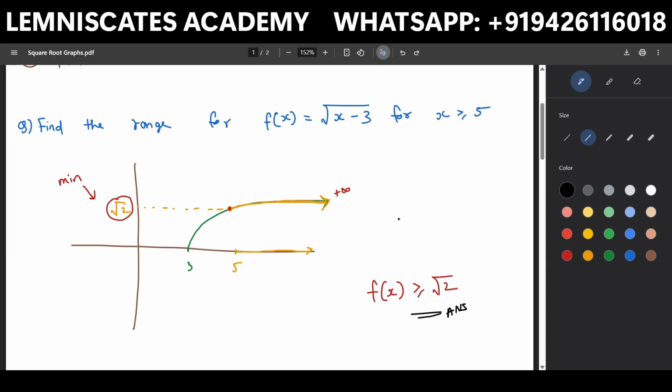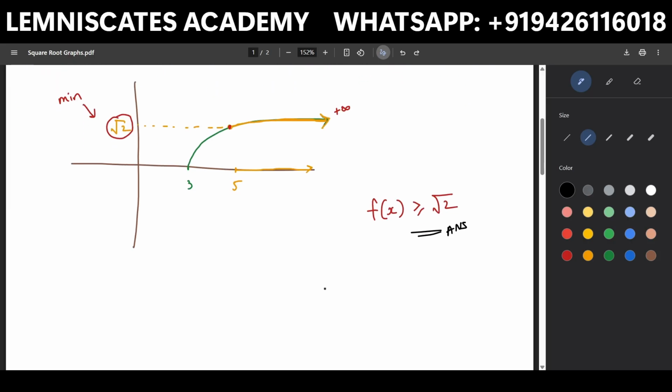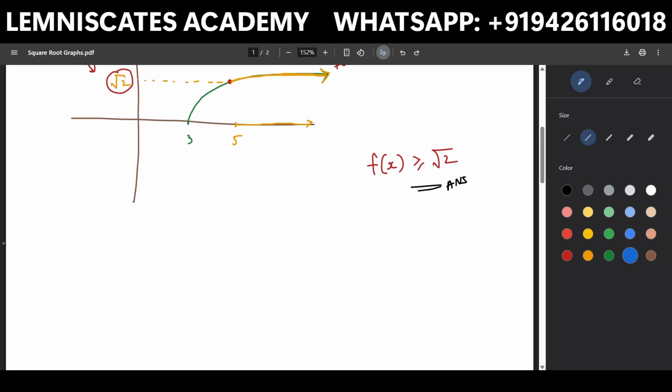So yes, as I have mentioned that there are not a lot of questions with respect to square root, so I'll keep it limited. I'll not teach a lot of things over here. I'll just maybe choose one more question. Let's say find the range for f of x is equal to 2 times square root of x plus 1, minus 2.